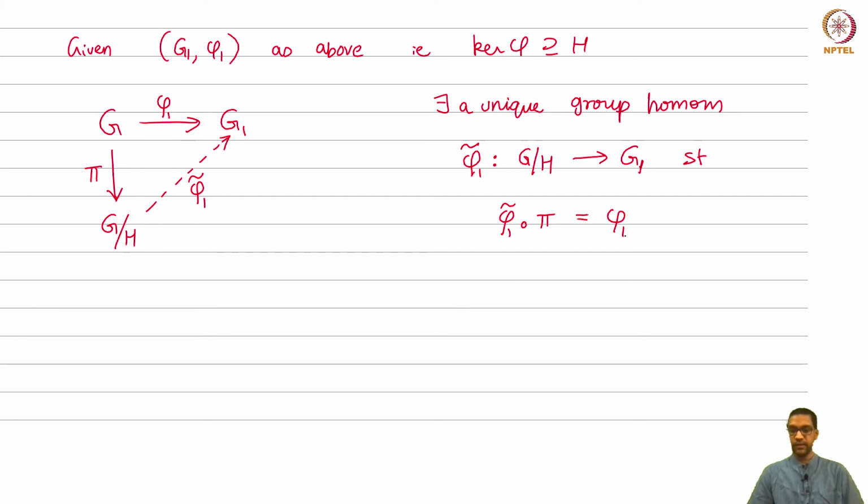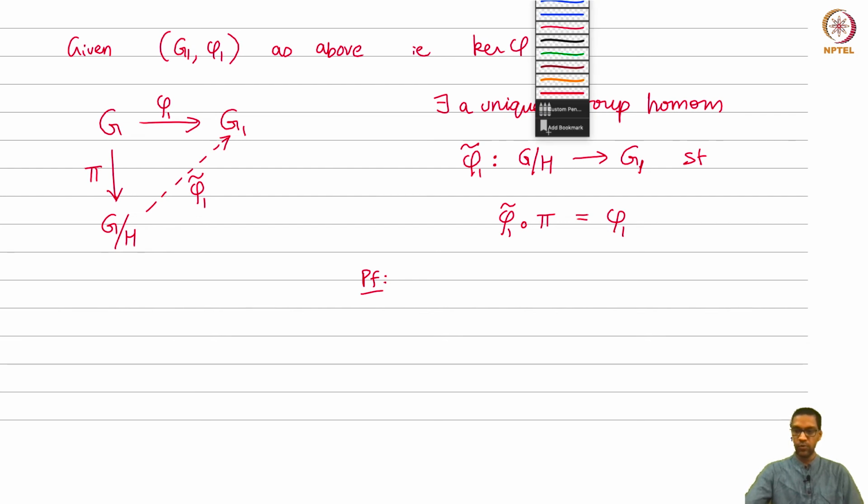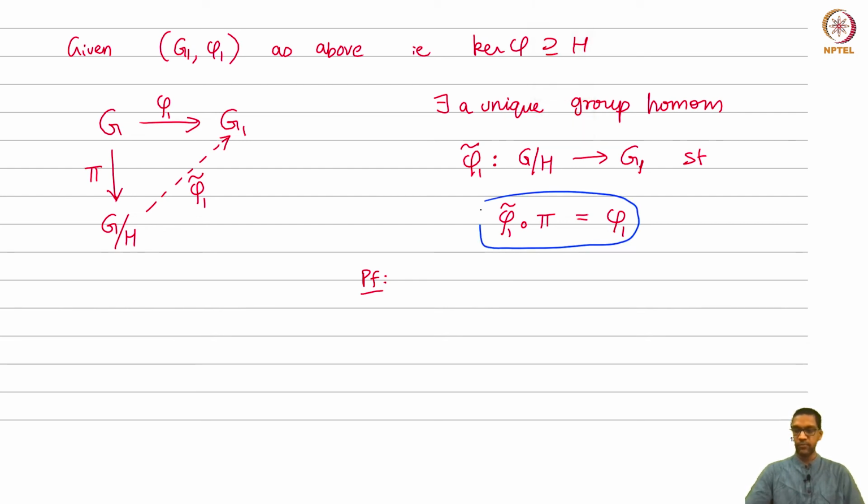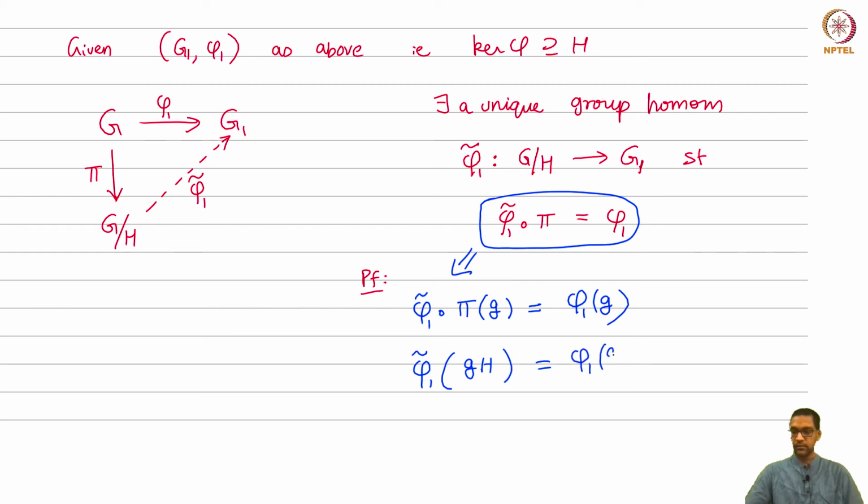Okay, so this is my claim. Let's prove it. It's rather straightforward. So what do we want? We sort of know the commuting property. The diagram should commute. This tells us something. It says that if I apply phi 1 tilde to pi of g, then the answer should be phi 1 of g. In other words, phi 1 tilde acting on what is pi of g? We just said it's the coset gH, right? And of course, this is what should be the case if the diagram has to commute.